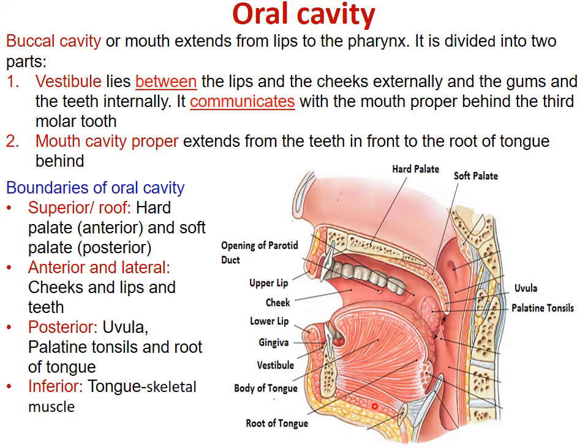And lower down, this is another muscle. This is called the mylohyoid, right? So they form the tongue, and these muscles, geniohyoid and mylohyoid, form the floor or the inferior wall of the oral cavity.